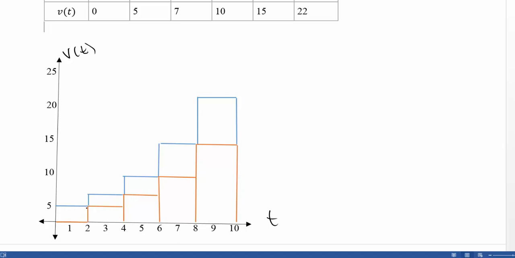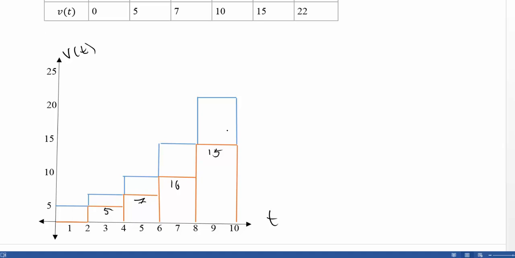And then from 2 to 4, the rate we assumed was 5, so we have this constant line at 5. From 4 to 6, we assumed the rate was 7. That's a 7 there. That one we said was a 5. We assumed this rate was 10. And we assumed this rate was 15. So you can see that we're constant for each 2-second interval.